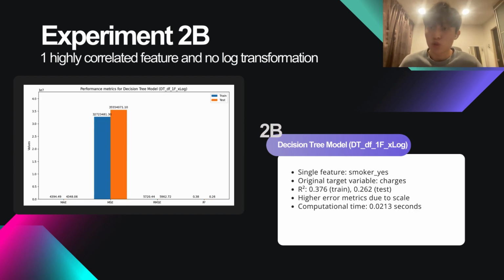Moving on to our experiment 2B, now we use the smoker yes feature and the original charges target variable. In this model, the R-square value is 0.376 for the training set and 0.262 for the testing set. Once again, the error metrics were higher due to the larger scale of the charges variable. In the meantime, the computational time was efficient, at 0.0213 seconds.